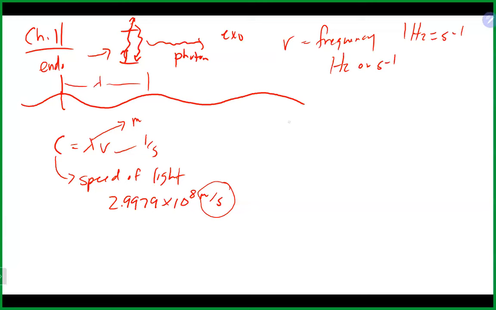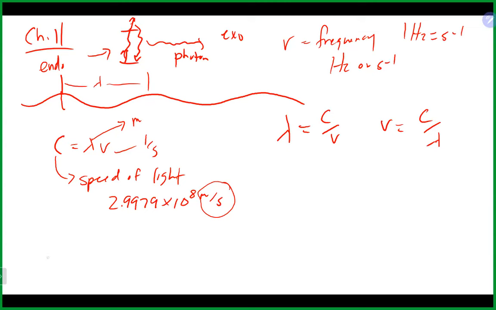We could rearrange this and solve for either one. If you know the frequency or the wavelength, you could solve for the opposite, and it's really the same calculation regardless of which one you know. You take the speed of light and divide it by either the frequency or the wavelength, and that will give you the opposite value.